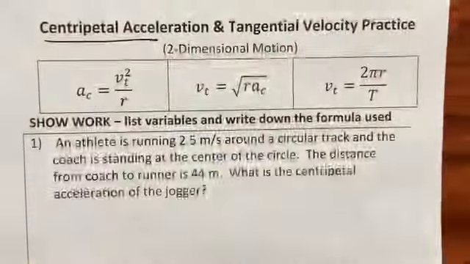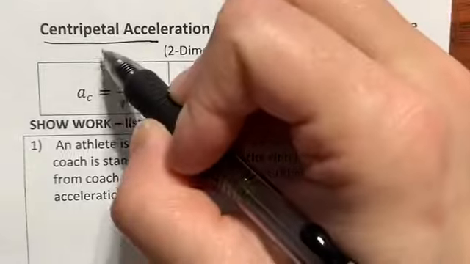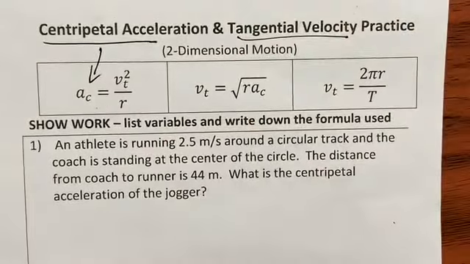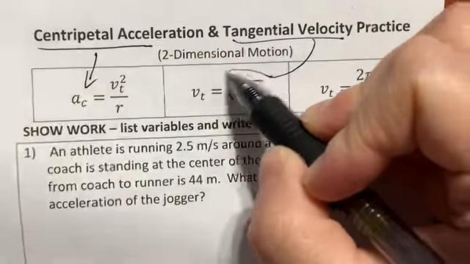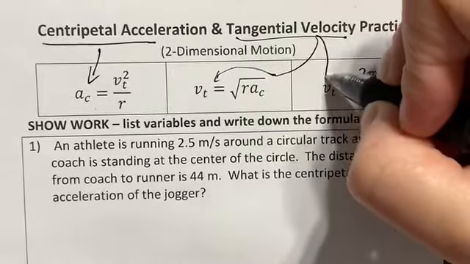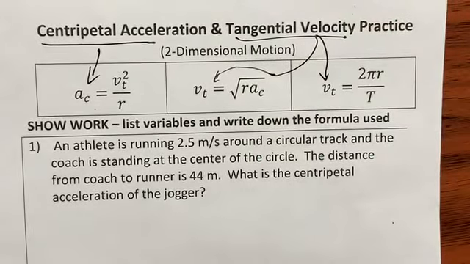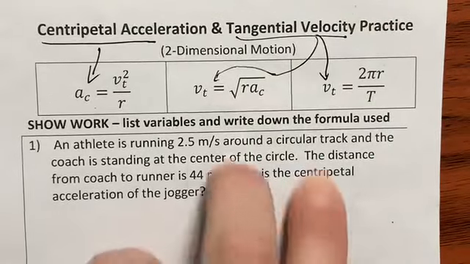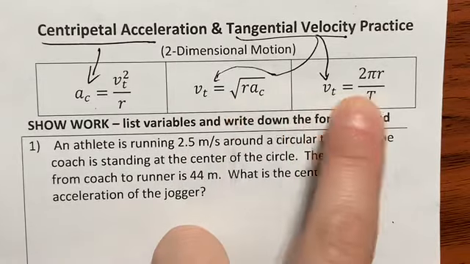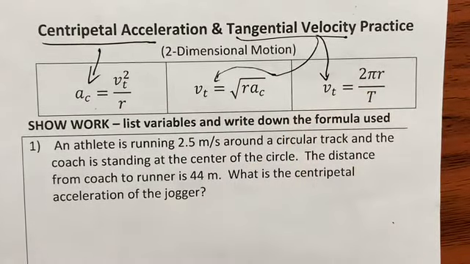Centripetal acceleration and tangential velocity. Here we have one formula for centripetal acceleration. We've got two formulas for tangential velocity, that V with the subscript T. The formula used depends upon which variables you have available to you.